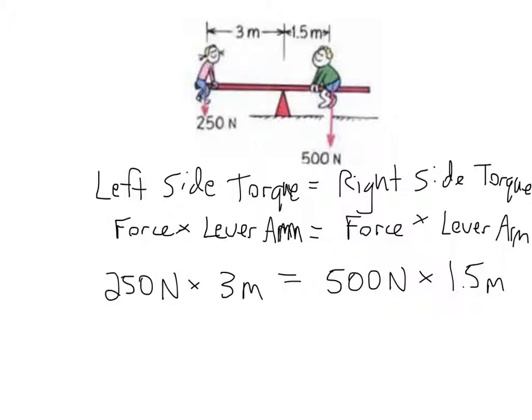Does that check out? So 250 times 3 is 750 Newton meters, and 500 times 1.5 is also 750 Newton meters. The torque on the left side is equal to the torque on the right side. This equation checks out.